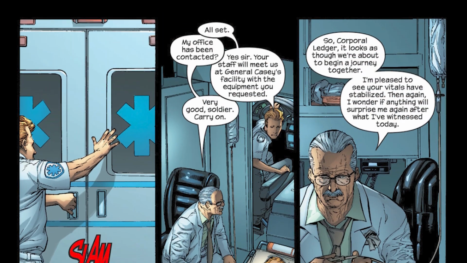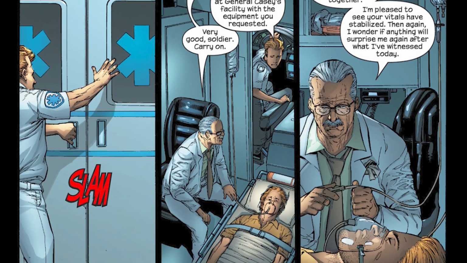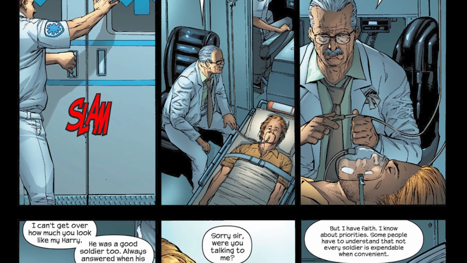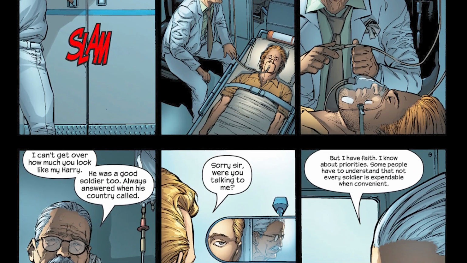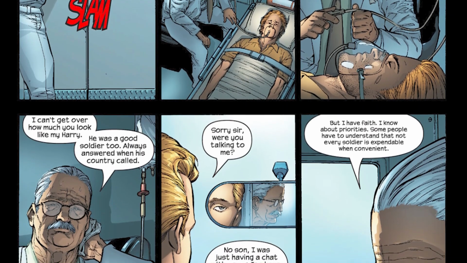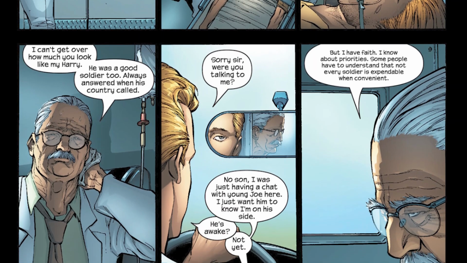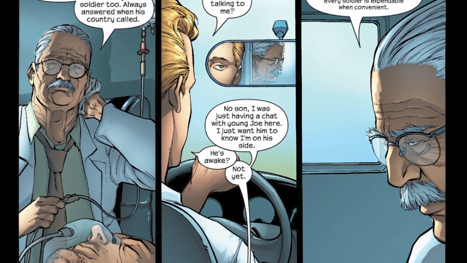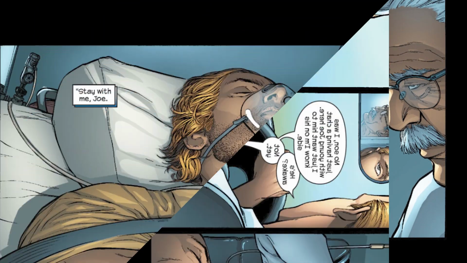But then we actually pick back up in the real world. Now, when we do that, we actually pick up with Dr. Norton and a paramedic beginning the process of taking Joseph Ledger away on an ambulance. While they're doing that, Dr. Norton gives us the reason why he's going to care so much for Joseph Ledger, because Joseph looks just like his son Harry, a son that had died.